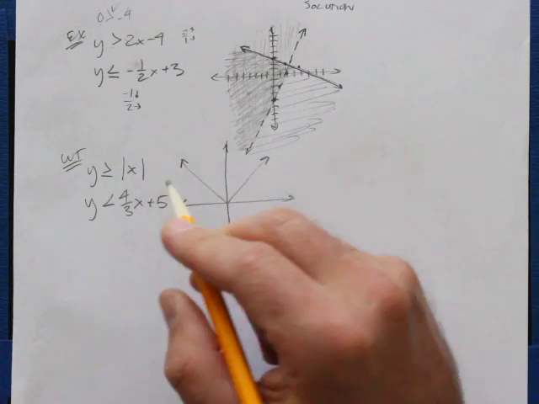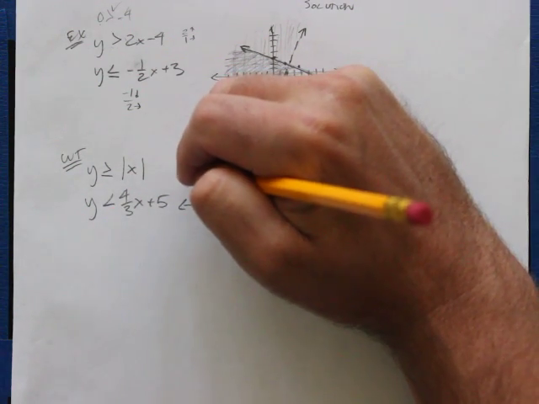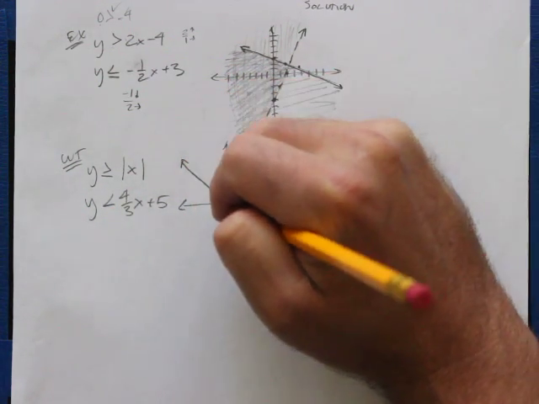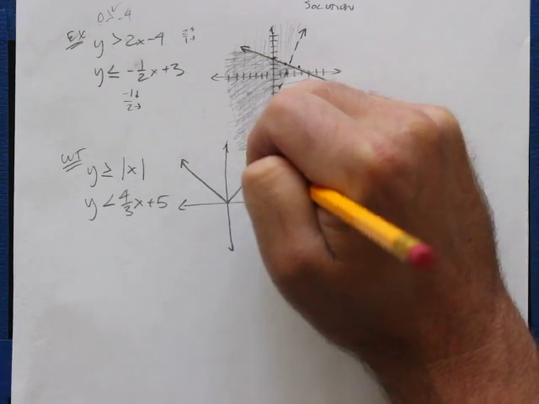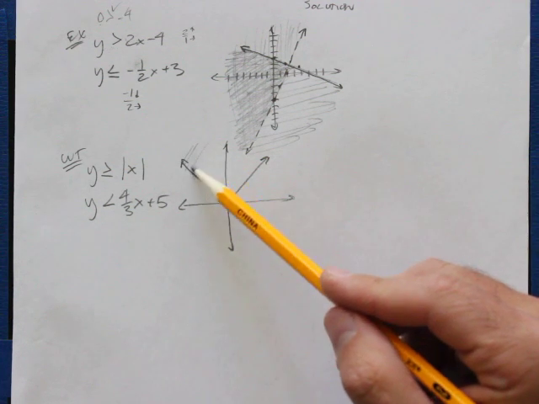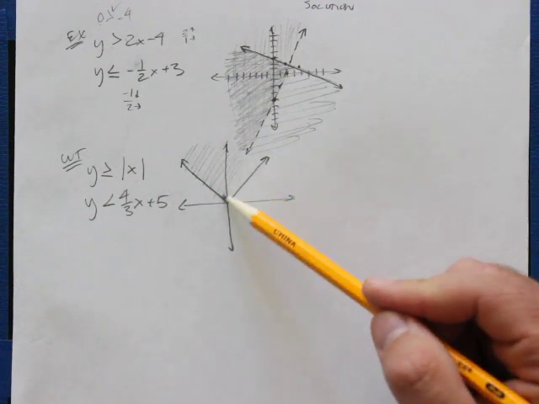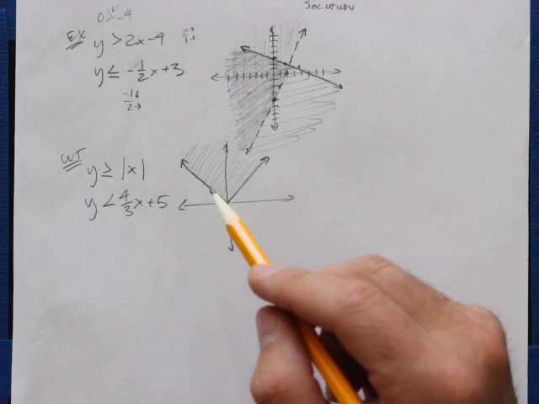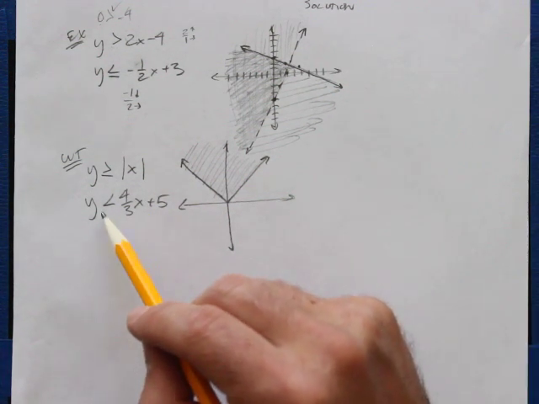There's the absolute value of x. It's or equals to, so this is a solid line. And then y is greater than or equal to, so I'm going to shade that in. Now, so that's been graphed. Now let's graph this other one.